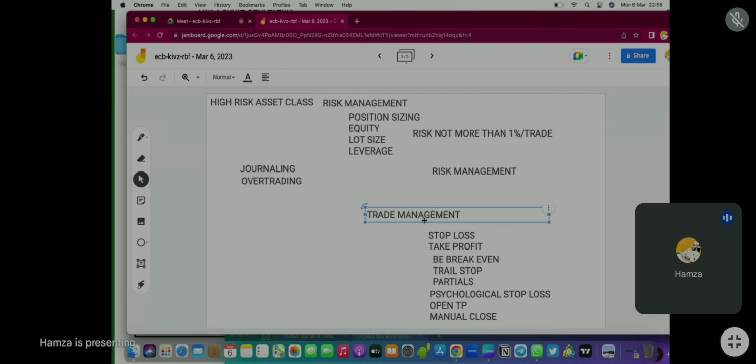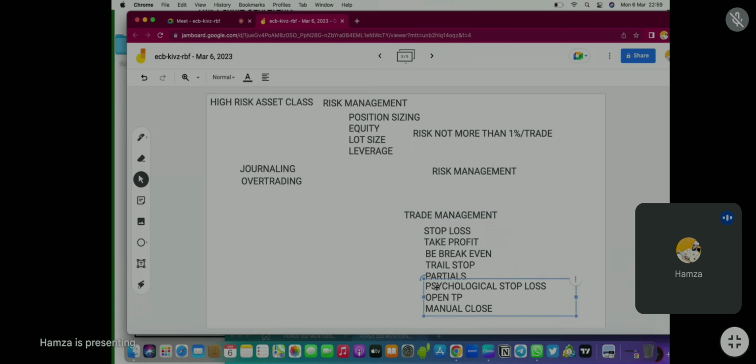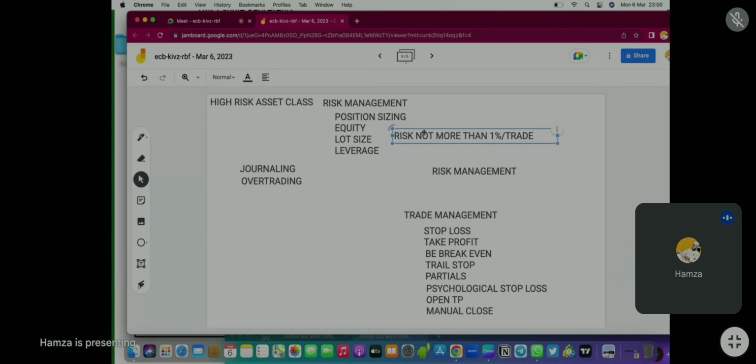Everything you do to make sure you don't lose it all if you're wrong is risk management. Let me be careful here, not to contradict myself. Everything you do to minimize your loss is risk management. Everything you do to minimize your loss and maximize your gain is risk management and trade management.